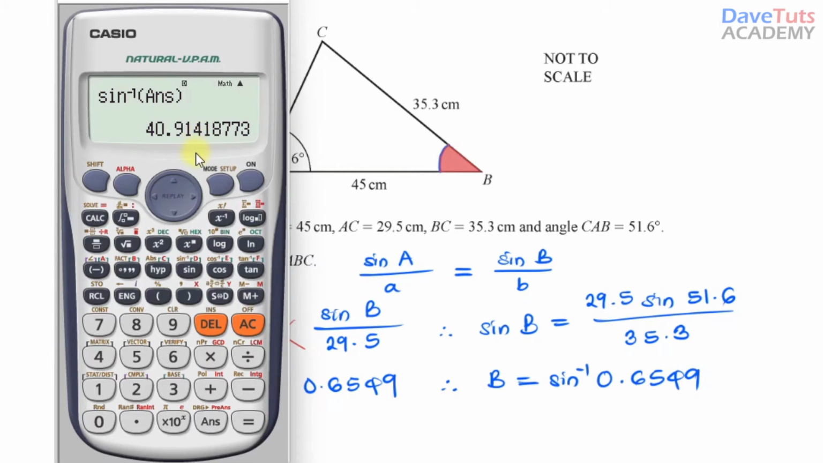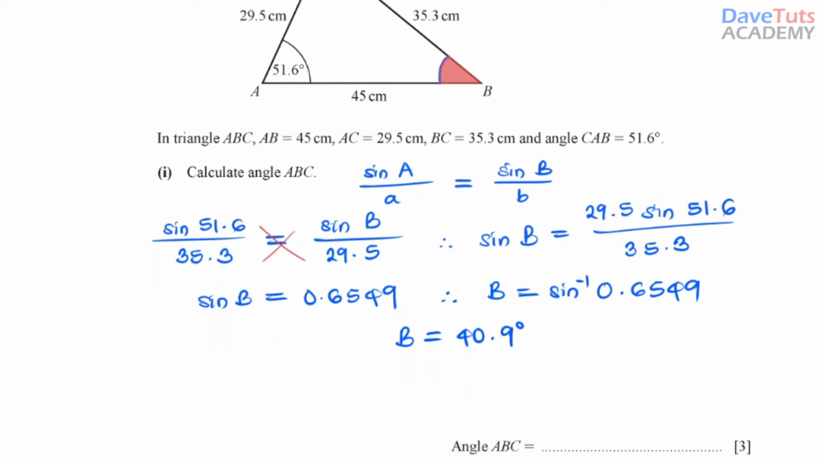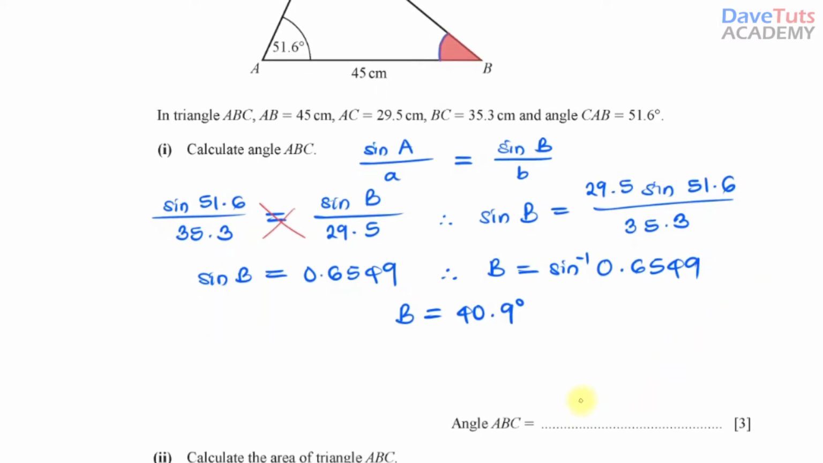But recall, in the instruction set, we are told that when we are working with decimals, we round to one decimal place. So here, my answer is going to be 40.9. So B is nothing but 40.9 degrees. So I can just state that out, that the answer is 40.9 degrees. That is angle ABC.